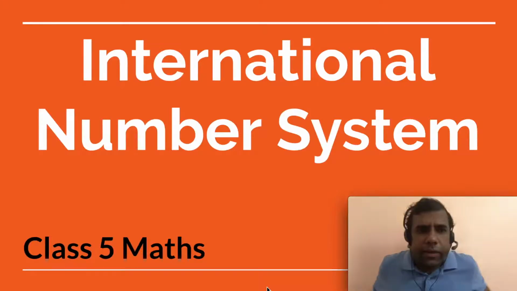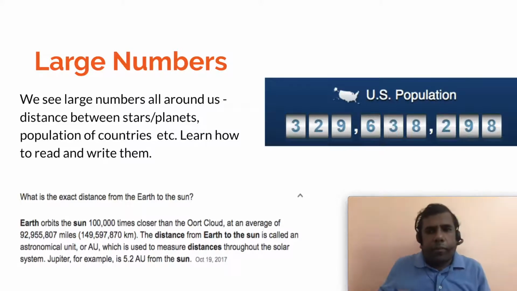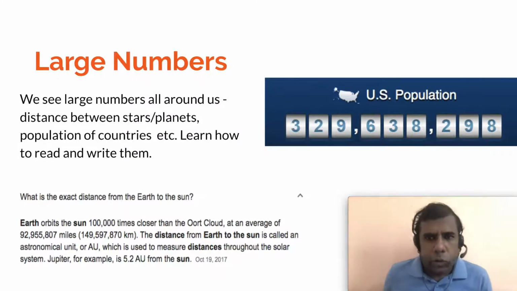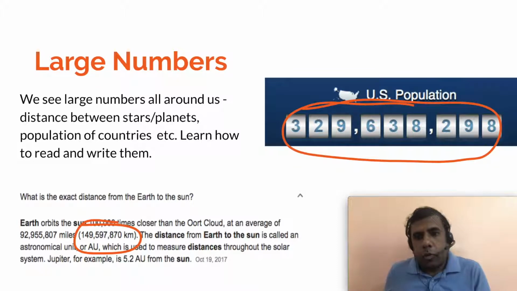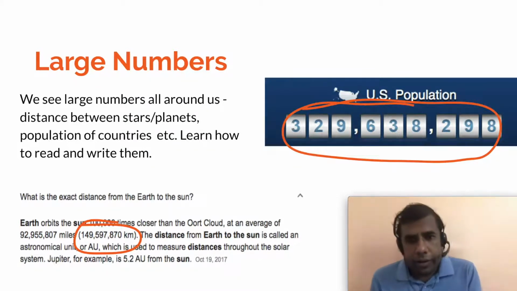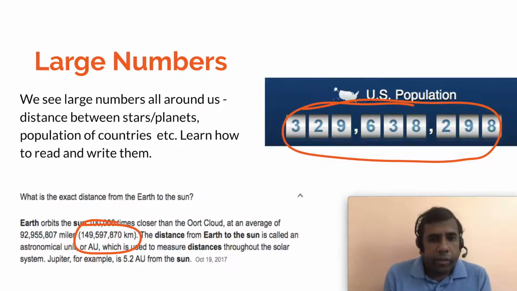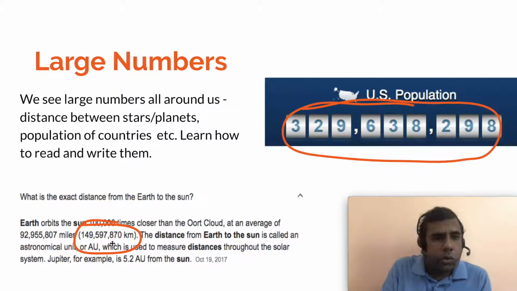Of it is the international number system. We see large numbers all around us. For example, populations of countries, right? The US population is given over there. Distance between planets, or distance between the sun and planets, or distance between stars, and so on. The US population over there is a 9-digit number, right? Pretty large. We'll see how to read and write it. Also, the distance between Earth and Sun in kilometers, circled over there, is also pretty large. That's something we'll also learn how to read and write.